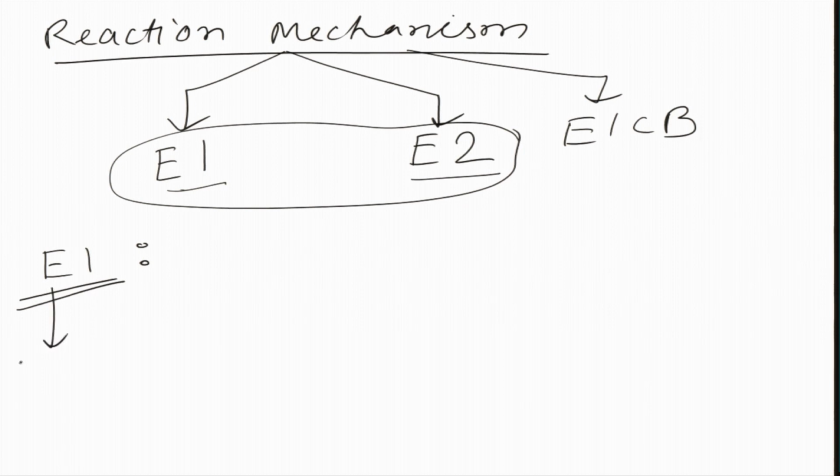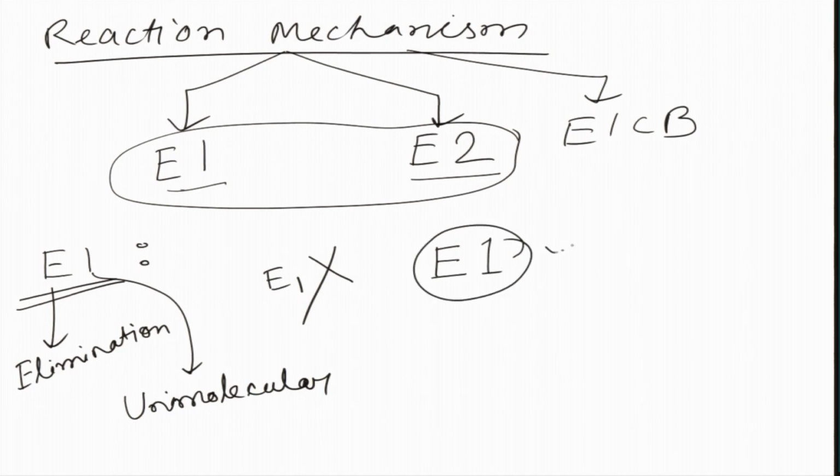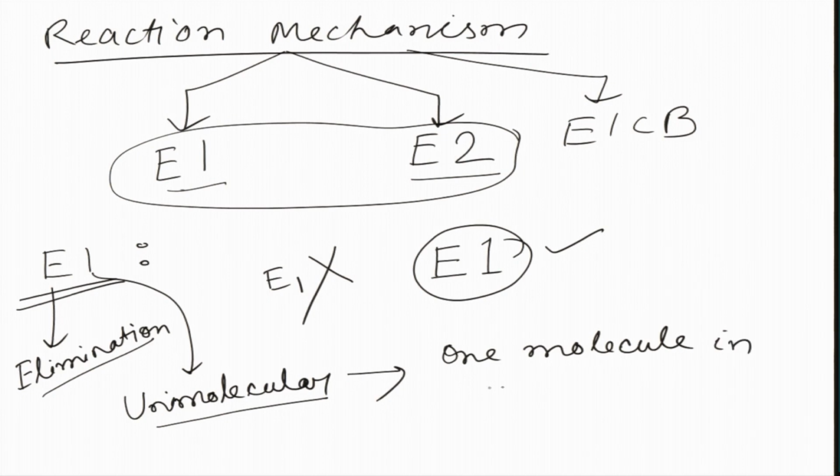So, in E1, E stands for elimination and 1 stands for unimolecular. Okay. So, E1 is written like this. Remember that sometimes by mistake someone may write it like this, but this is wrong. The 1 is not in the subscript, E1 is written like this. This one is the correct form of writing E1. Okay. So, elimination and unimolecular. This means there is one molecule in the rate determining step.